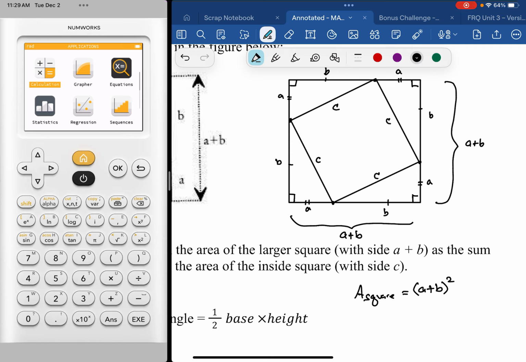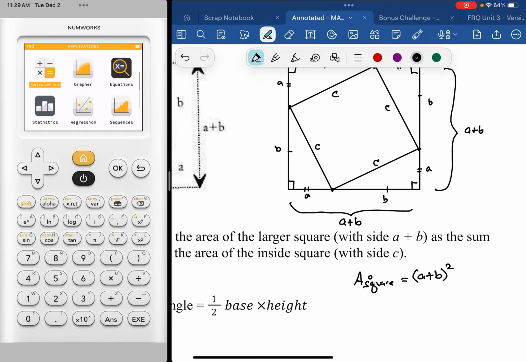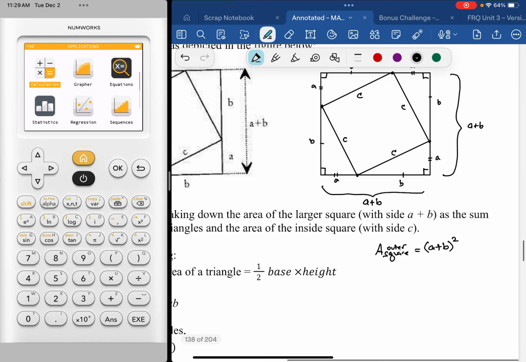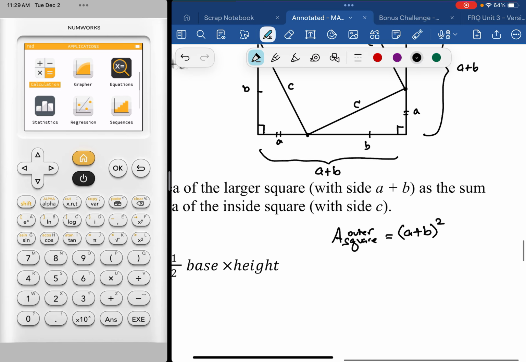And just to be clear, when I talk about the square, I'm talking about the whole thing because I belatedly realized I probably should call it the big square, outer square. So it's the area of the outer square, not the inner square. So that's equal to A plus B squared.